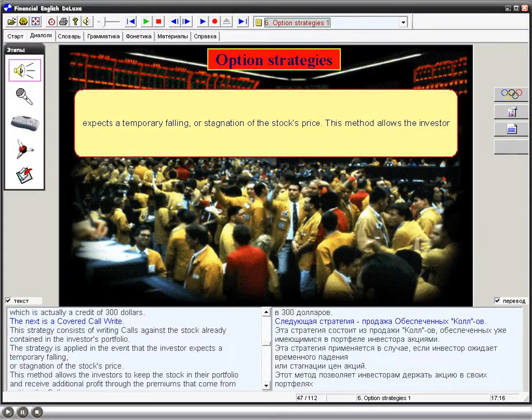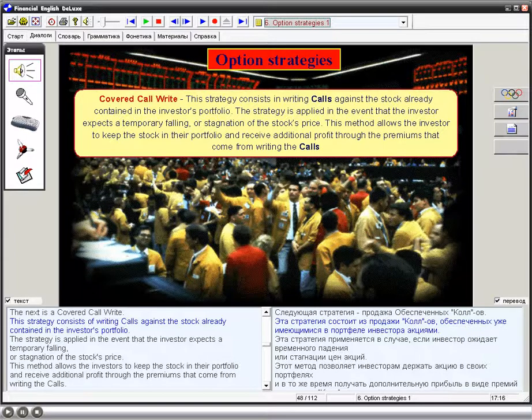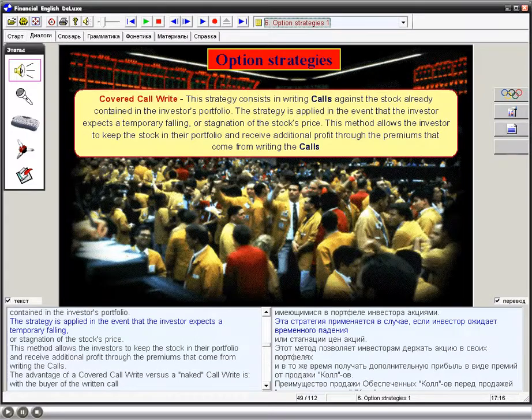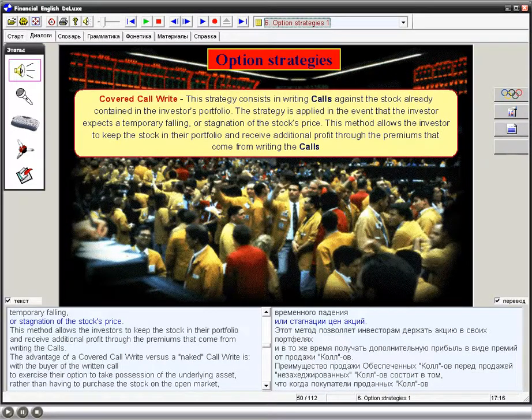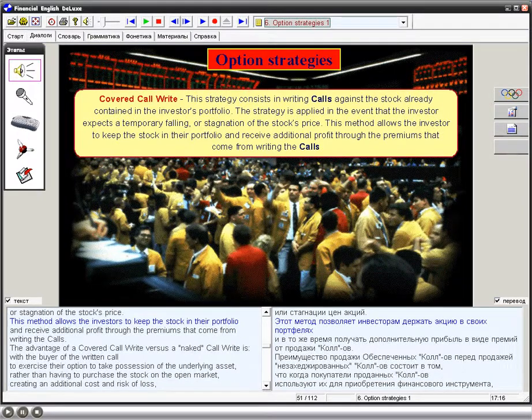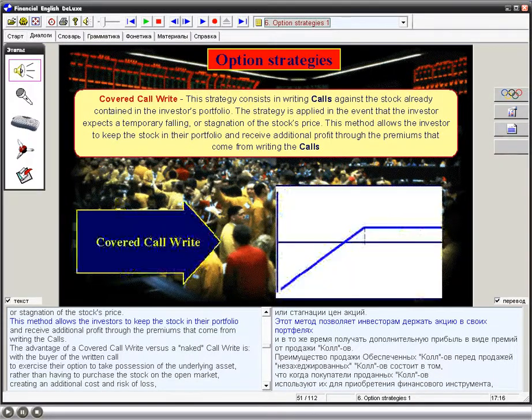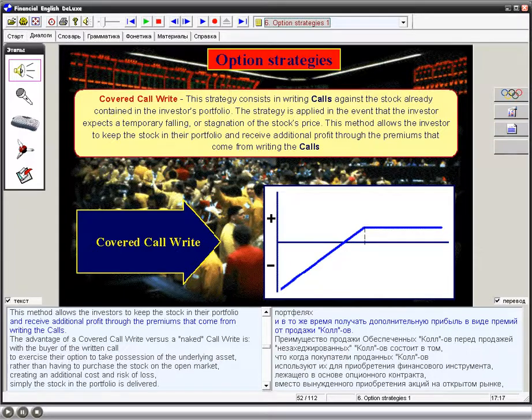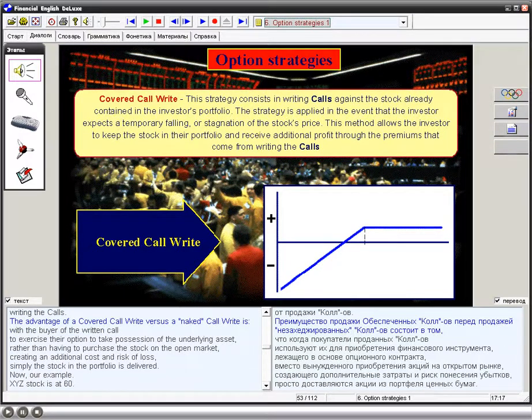The next is a covered call write. This strategy consists in writing calls against the stock already contained in the investor's portfolio. The strategy is applied in the event that the investor expects a temporary falling or stagnation of the stock's price. This method allows the investor to keep the stock in their portfolio and receive additional profit through the premiums that come from writing the calls.